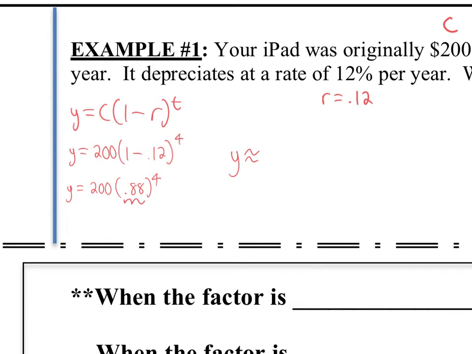Okay, so if you plug this into your calculator, you should get y is approximately $119.94. All right, and there's our answer.